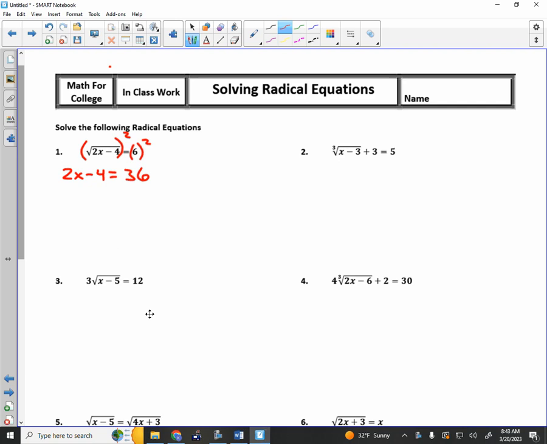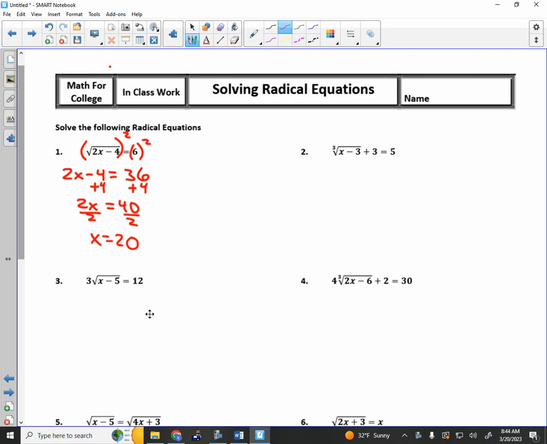Now you can simply just solve. You add the 4, and we get 2x is equal to 40. Divide by 2, and we get x is equal to 20.